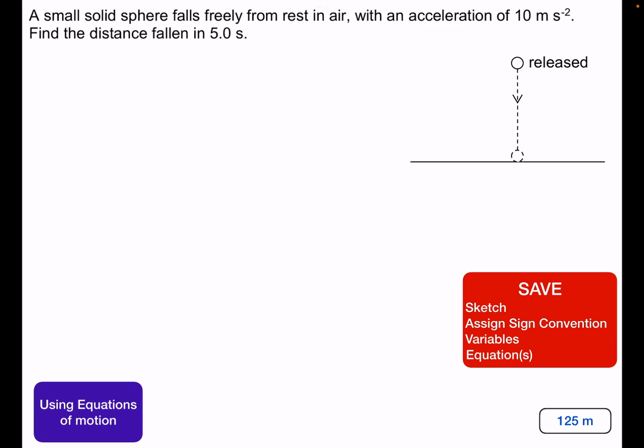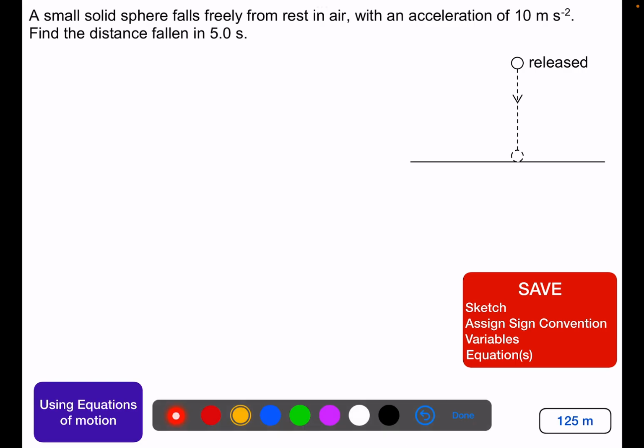A small solid sphere falls freely from rest in air with an acceleration of 10 meters per second squared. So it's just falling under the acceleration of gravity, and in a time of 5 seconds we find the distance fallen. Now we can use the SAFE approach, right? Starting with S, a sketch, which is already given.